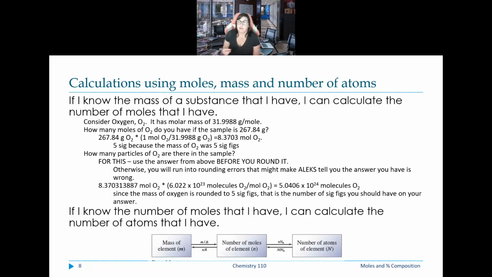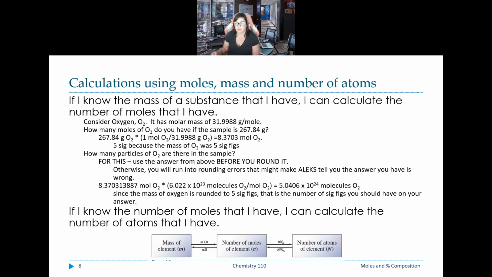Okay? All right. How many particles of O2 are in that sample? Well, for this, we use the answer before I round it, just like we talked about before. Otherwise, you'll run into rounding errors that might make Alex tell you that the answer is wrong. So 8.370313887 moles of O2 times 6.022 times 10 to the 23rd molecules of O2 per mole of O2 is 5.0406 times 10 to the 24th molecules of O2.